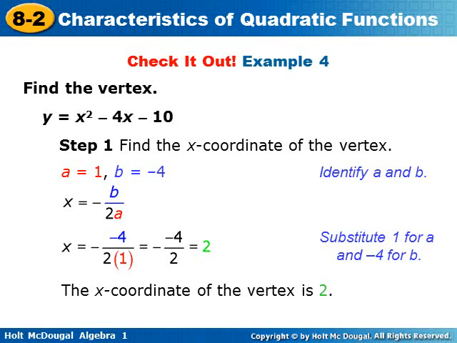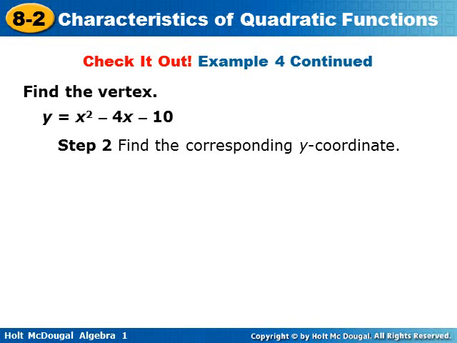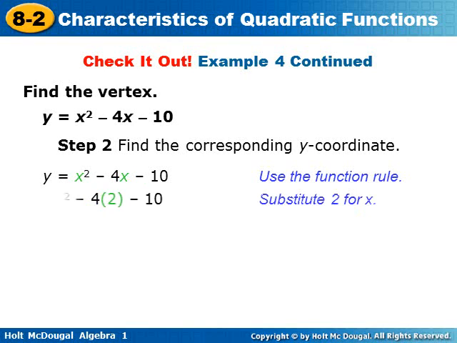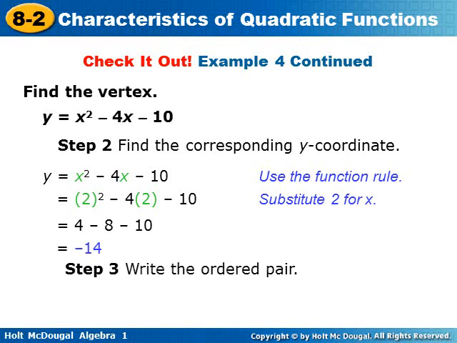So the x-coordinate of the vertex is 2. To find the y-coordinate, we have to plug the value of 2 back into the original equation and solve for y. So we end up with y equaling negative 14. So we would write that as an ordered pair for the vertex, 2, negative 14.